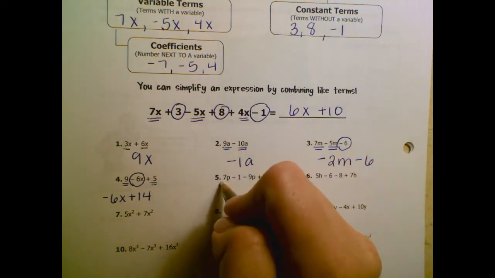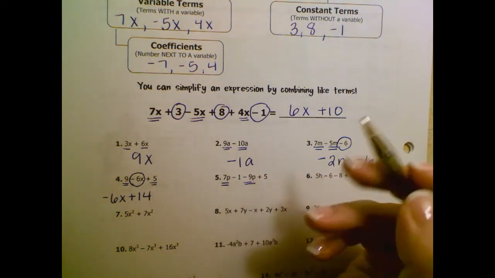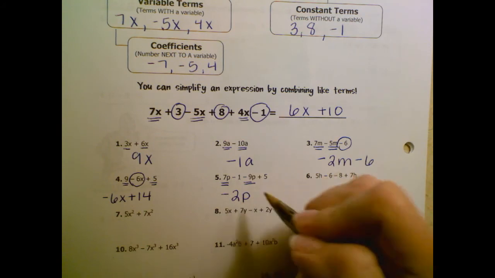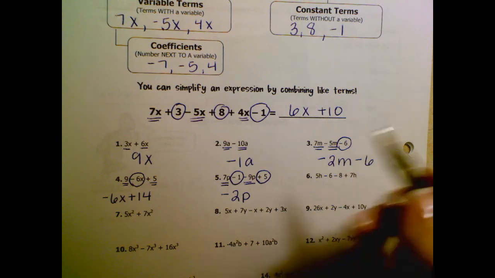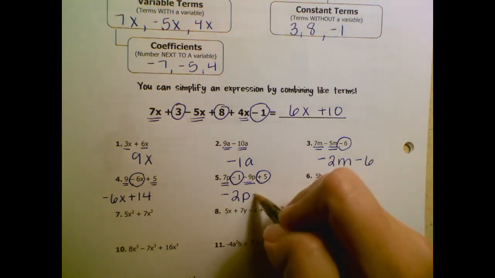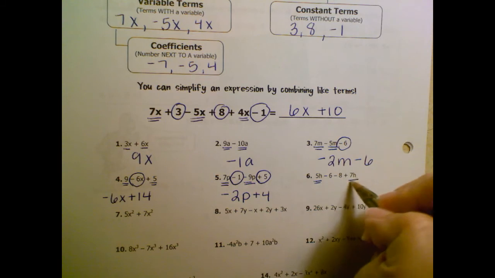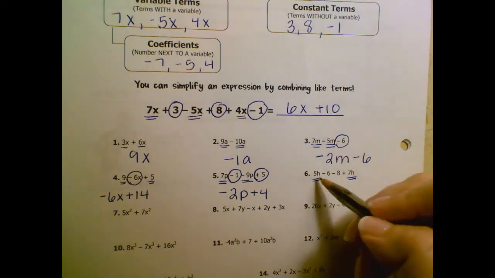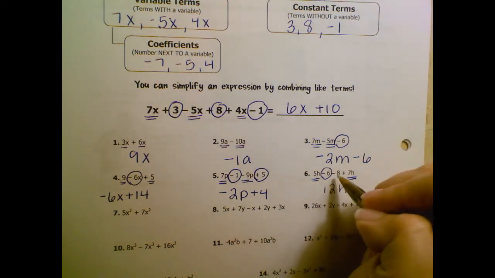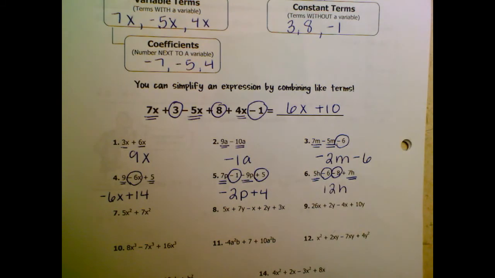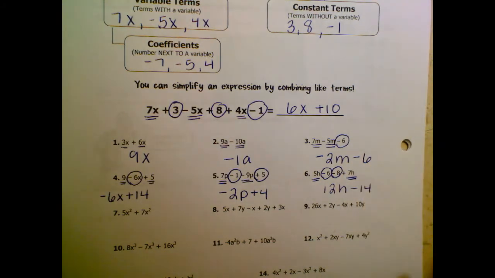Looking at 5, the 7p and the negative 9p are the same. So 7 minus 9 gives me negative 2p. This negative 1 and the 5 are the same, so negative 1 plus 5 gives me a positive 4. 5h and 7h are the same. They both have h's, so 5 plus 7 gives me 12h.